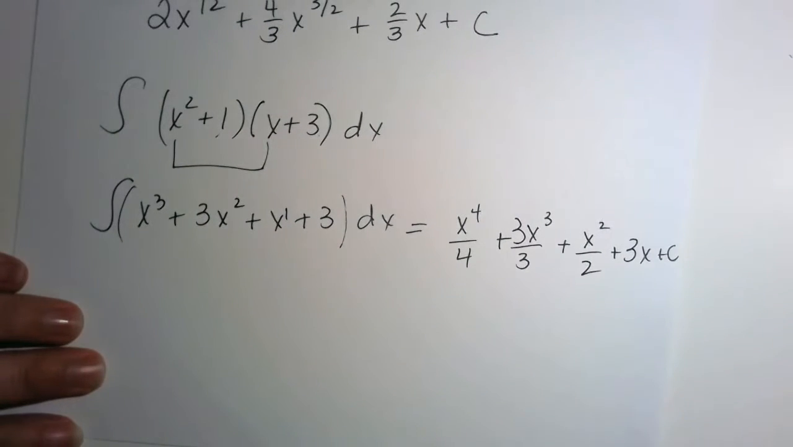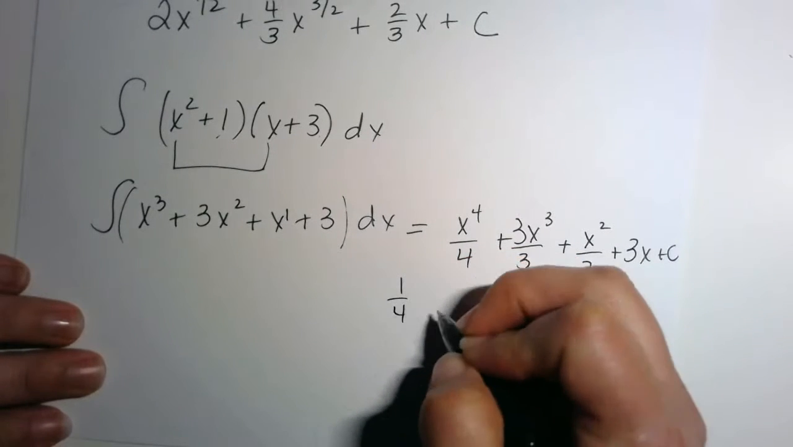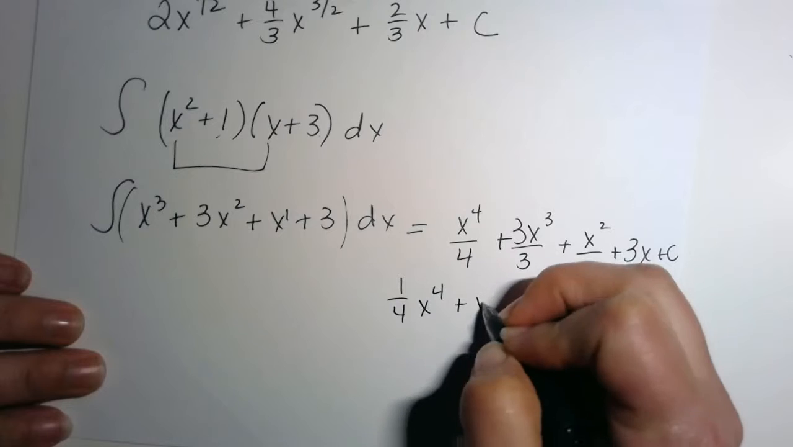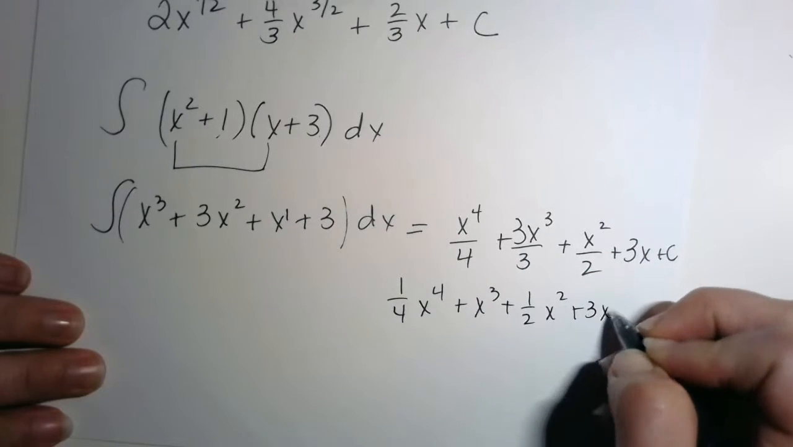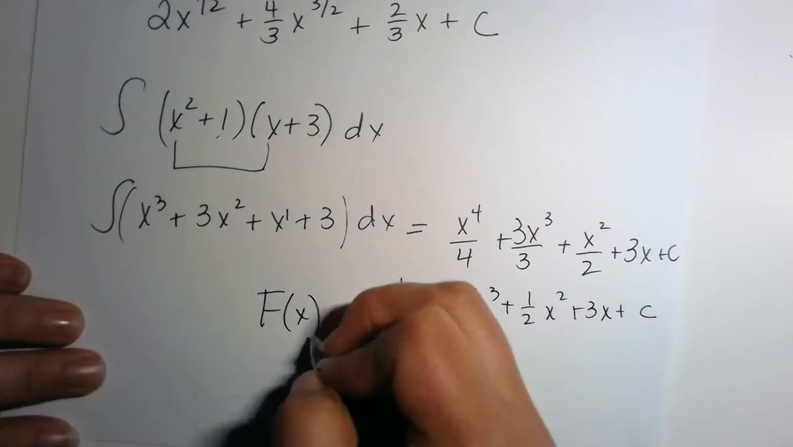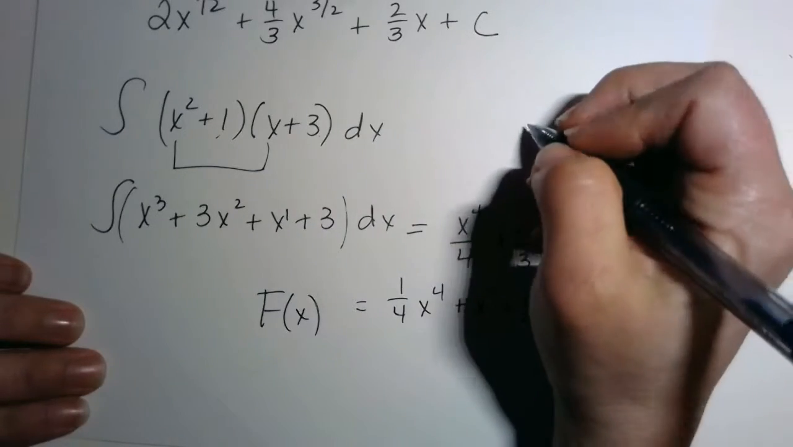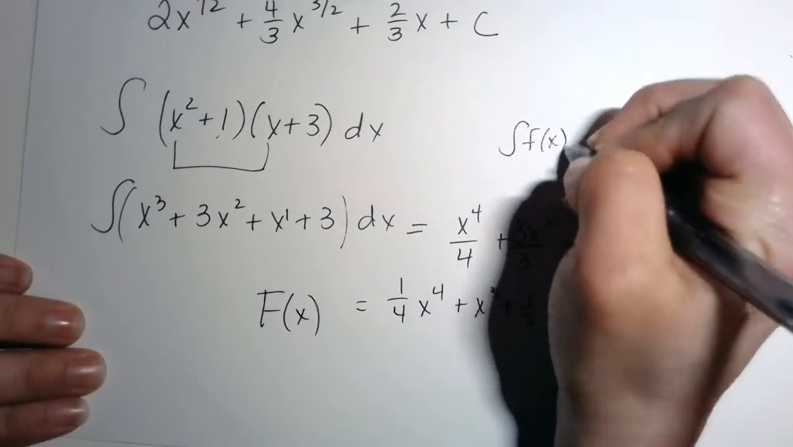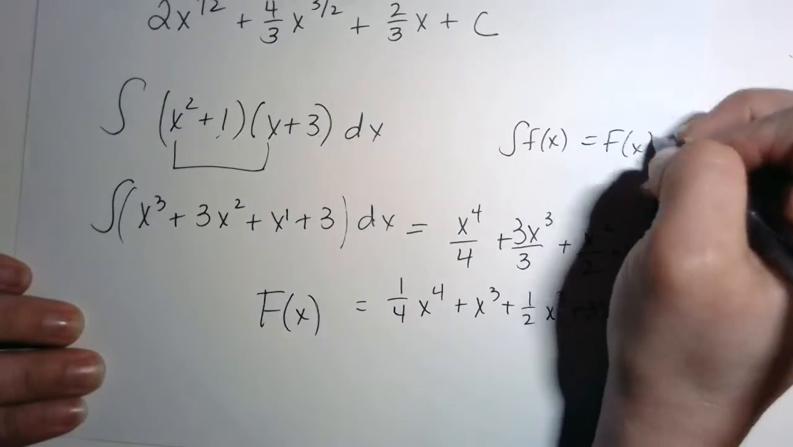Now simplifying a little bit, because I have this here that I could simplify, I could say this is 1/4 x to the 4th plus x cubed plus 1/2 x squared plus 3x plus c. So if I wanted to call it my big F, because it's my antiderivative, I could call it that, because we usually say the antiderivative of little f is cap F, the antiderivative.